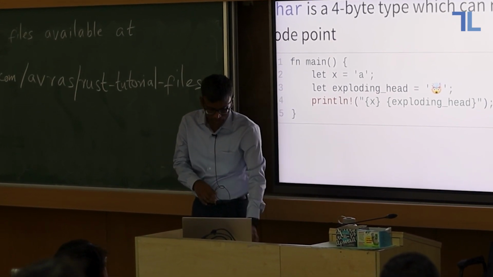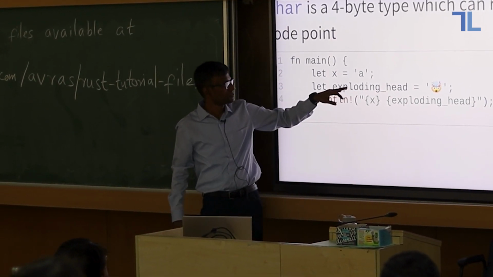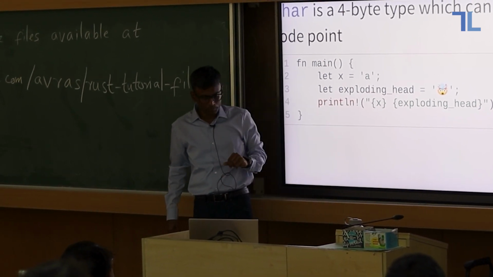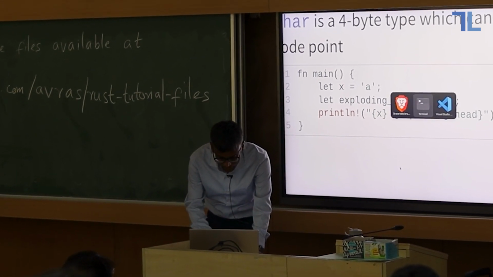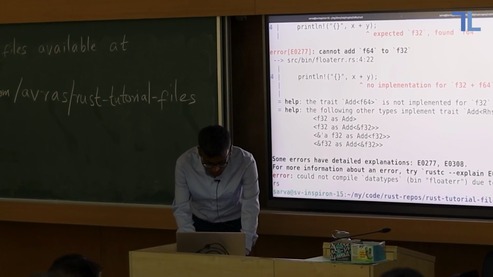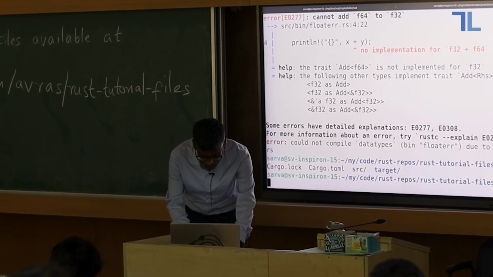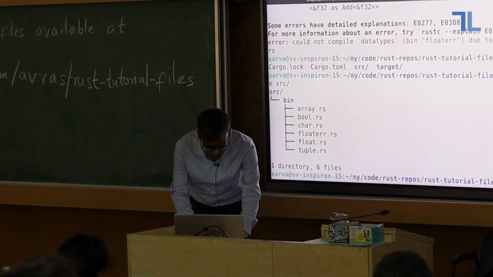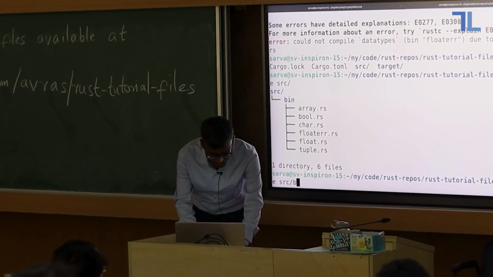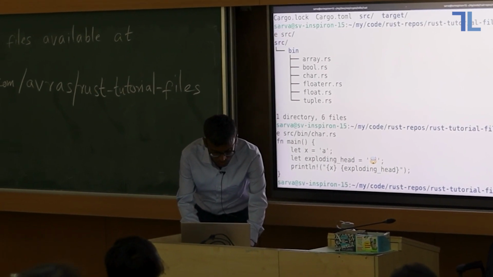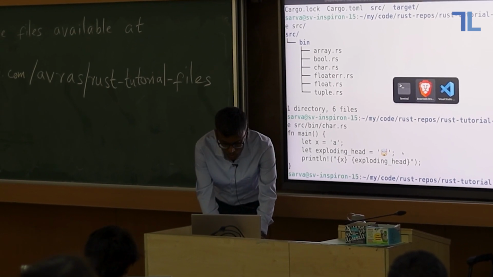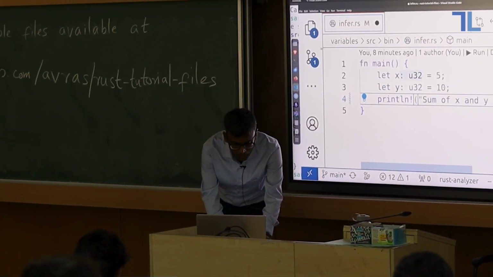Let's see what the Rust analyzer says. Here I am not giving any type annotations. There is no colon after the variable name. Let's see if I can find this. So this is the char.rs. Let's look at Rust analyzer and see what it says.